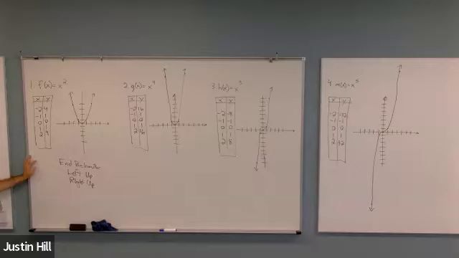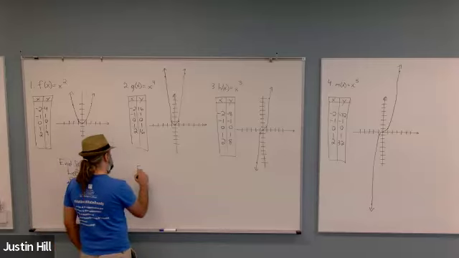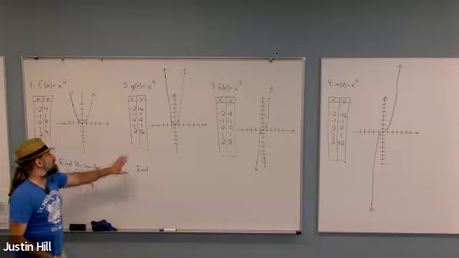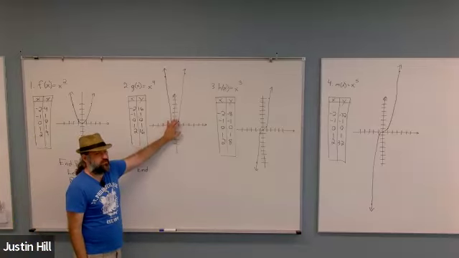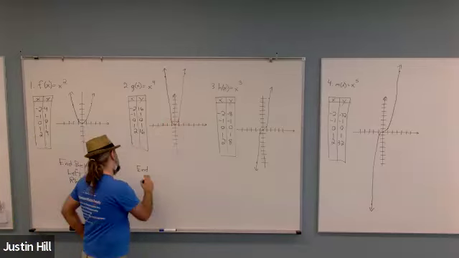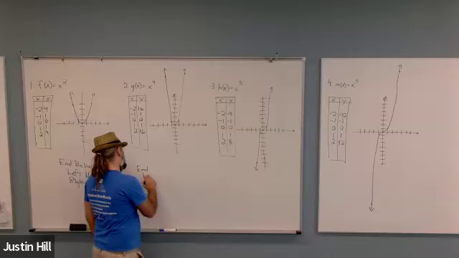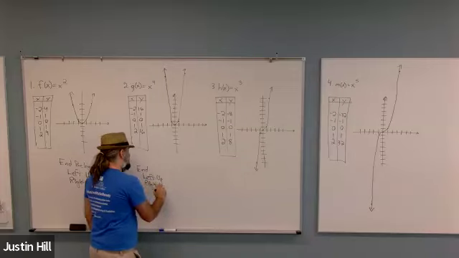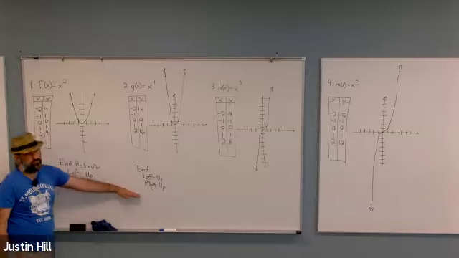So then what's the end behavior for the x to the fourth graph? Look at the left end of this graph: it's going up. The right end of this graph is also going up. Left up, right up. Notice that they're the same.